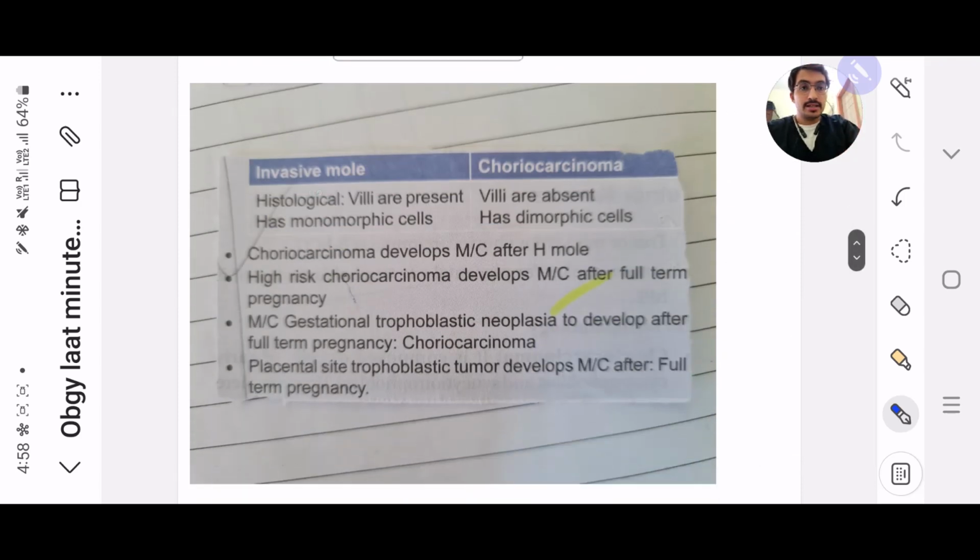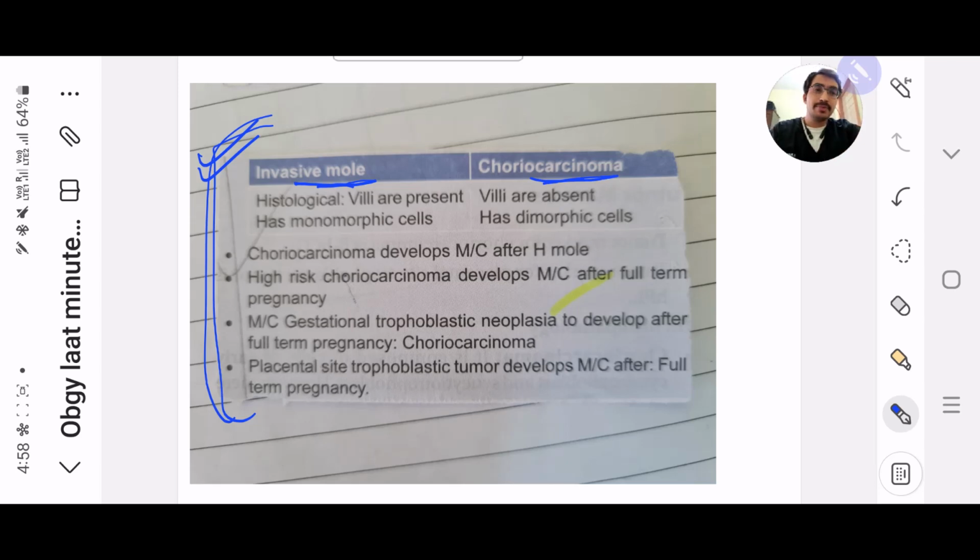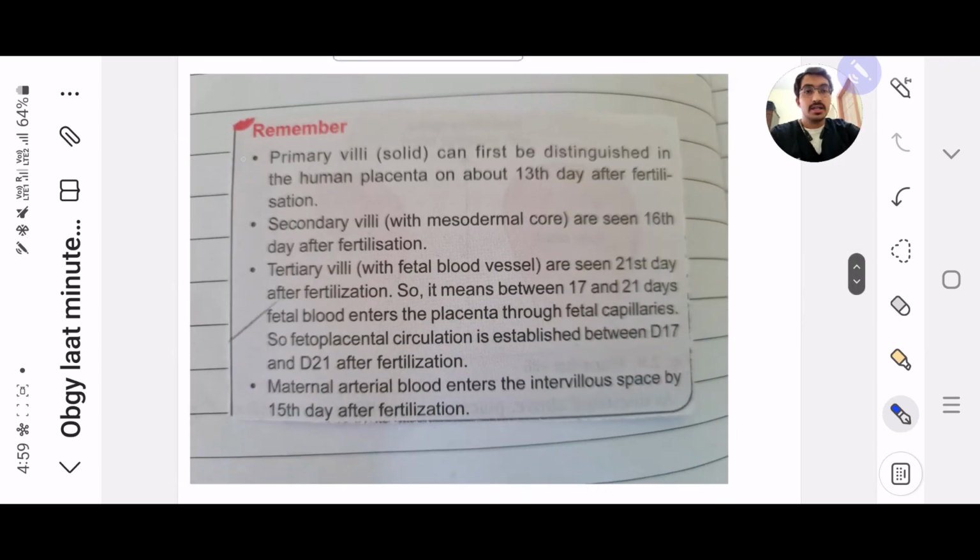Next. Then there is this mole, choriocarcinoma versus invasive mole. This is one of the most favorite questions, and usually many people, including me, were always confused regarding what type of mole it is, how to classify a mole, and what are the characteristics to be seen. So this almost condenses everything related to a mole.